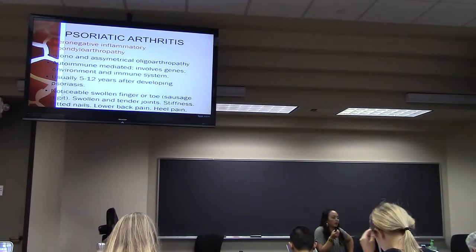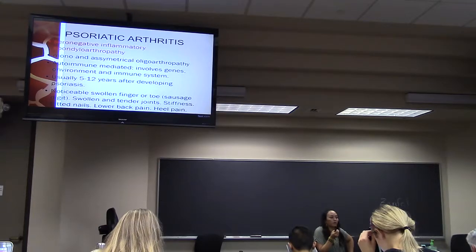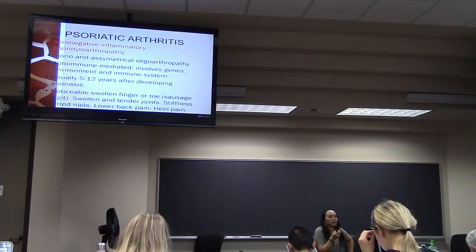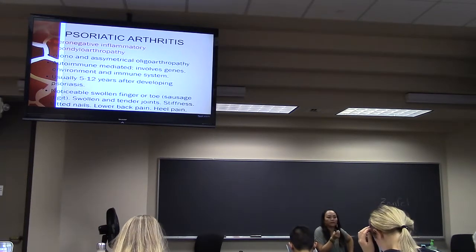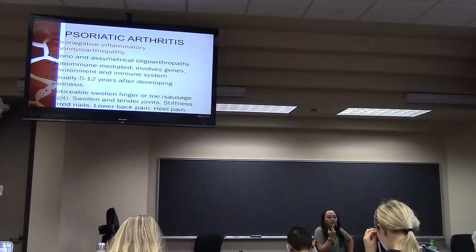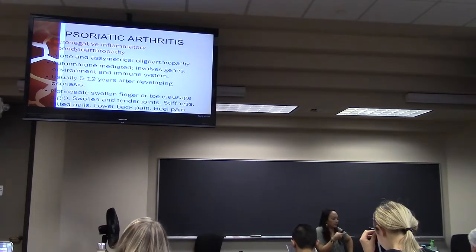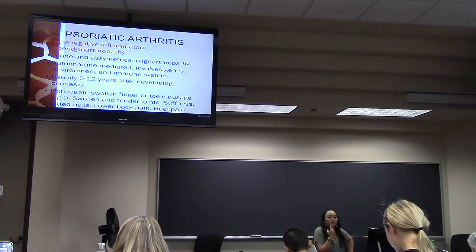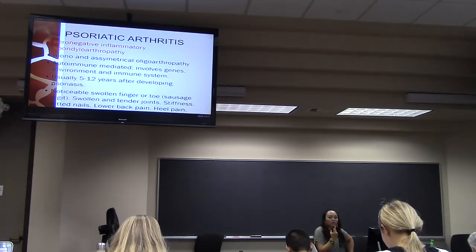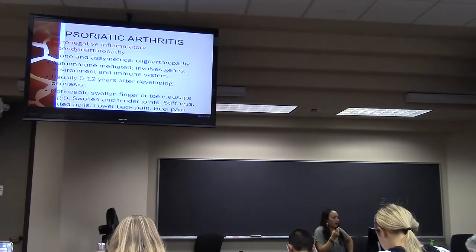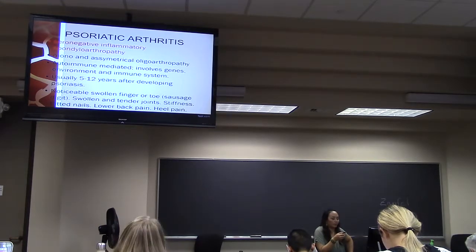Again, psoriatic arthritis is autoimmune mediated, usually genetics, environment, and involvement, usually 5 to 12 years after developing psoriasis. So if someone has had psoriasis and they show up to your office and all of a sudden they've got this swollen digit, we call it a sausage digit because it looks really swollen, real fat, like a little sausage. And they're tender, their joints are really tender, they have stiffness, pitted nails. You can also have low back pain, heel pain.